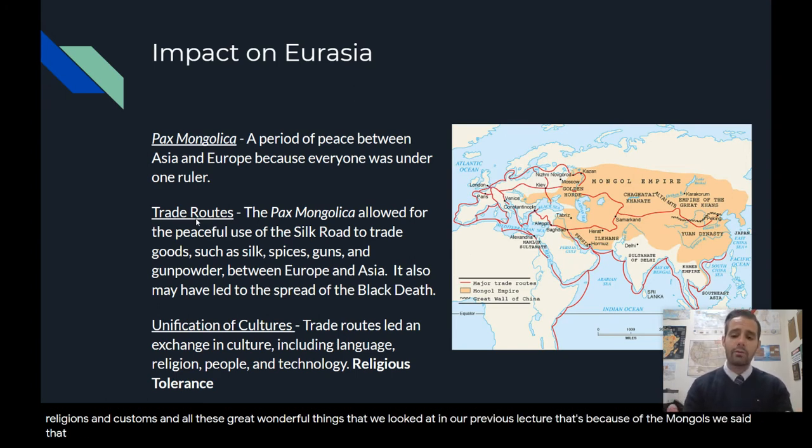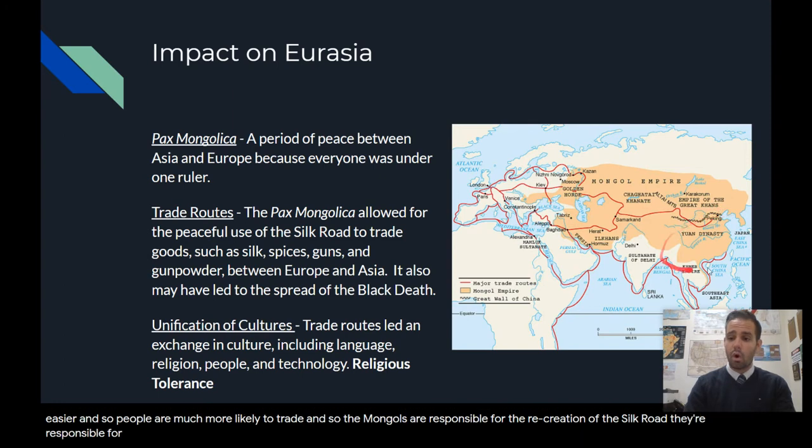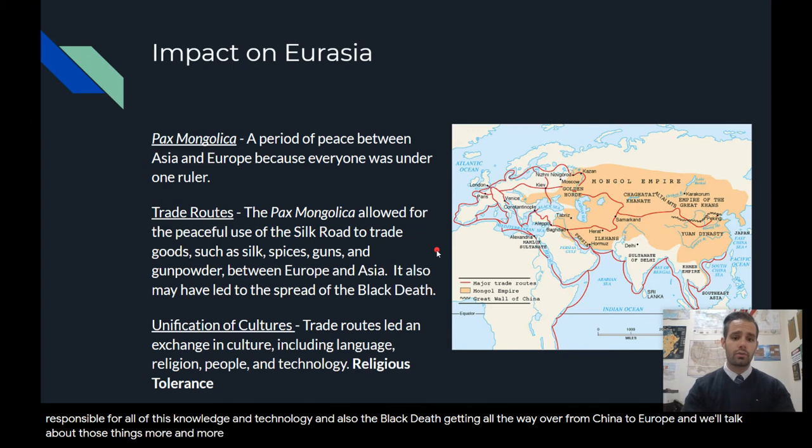We said that without having a centralized society, trade becomes much more difficult. When you do have a centralized society, trade becomes much easier, and so people are much more likely to trade. And so the Mongols are responsible for the recreation of the Silk Road. They're responsible for all of this knowledge and technology, and also the Black Death, getting all the way over from China to Europe. And we'll talk about those things more and more throughout the year.